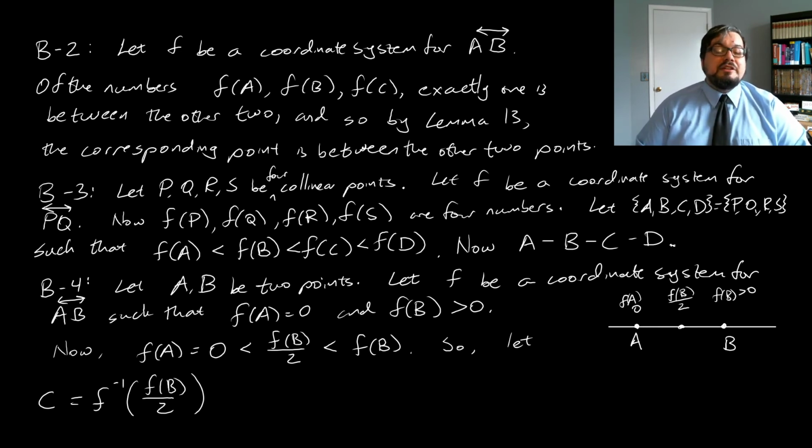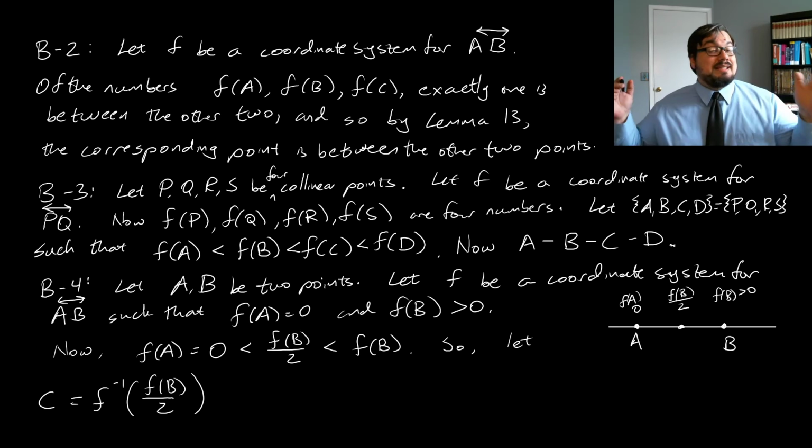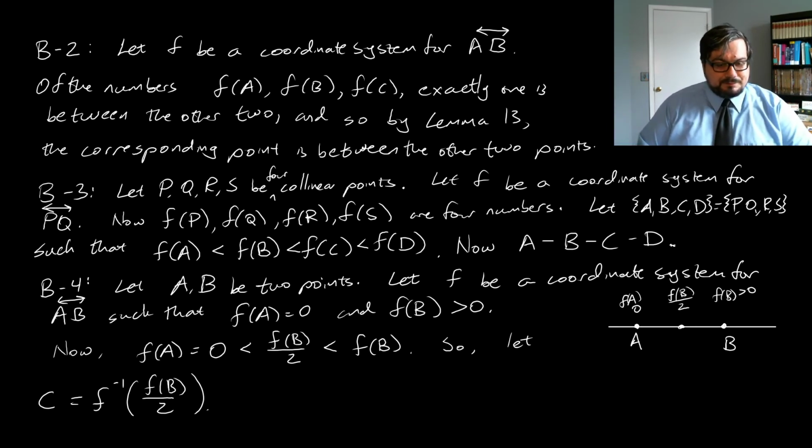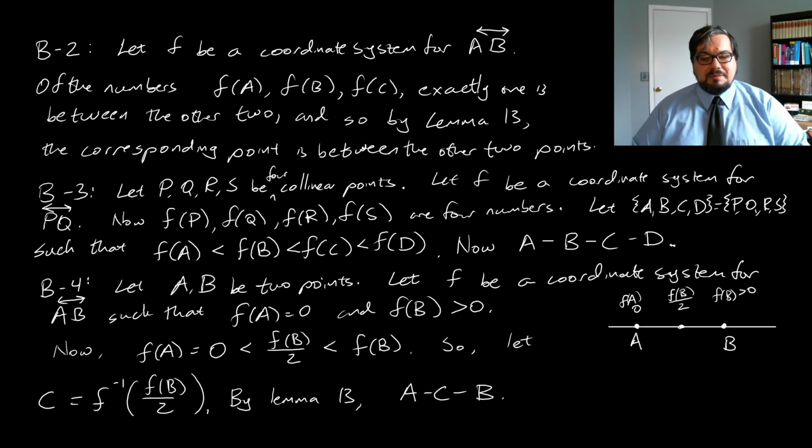Now, of course, we didn't need to do this specifically. There are lots of points in between A and B we could have chosen, but B4 just says there exists some point. So as long as we come up with some point, we're fine. So now, by Lemma 13, we'll have that C lies between A and B.